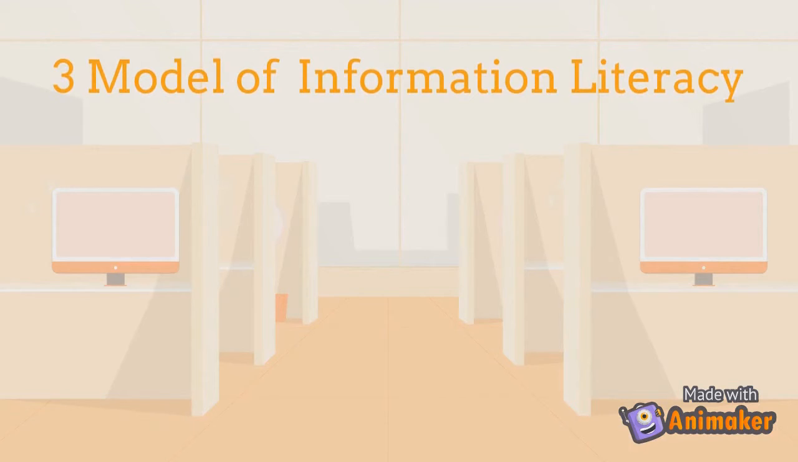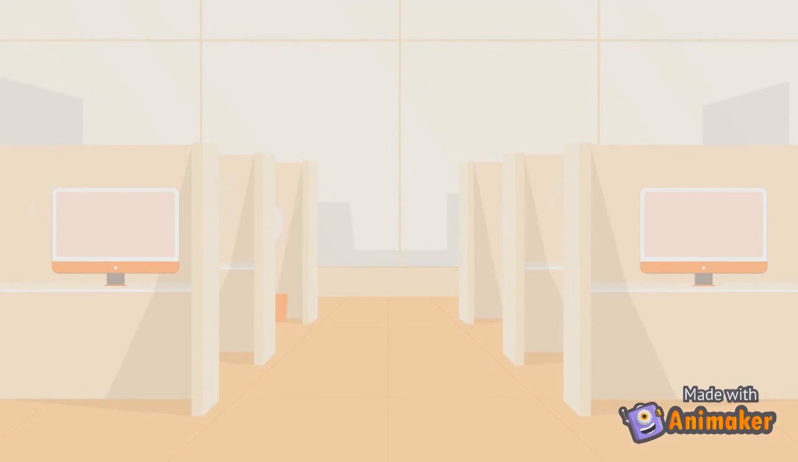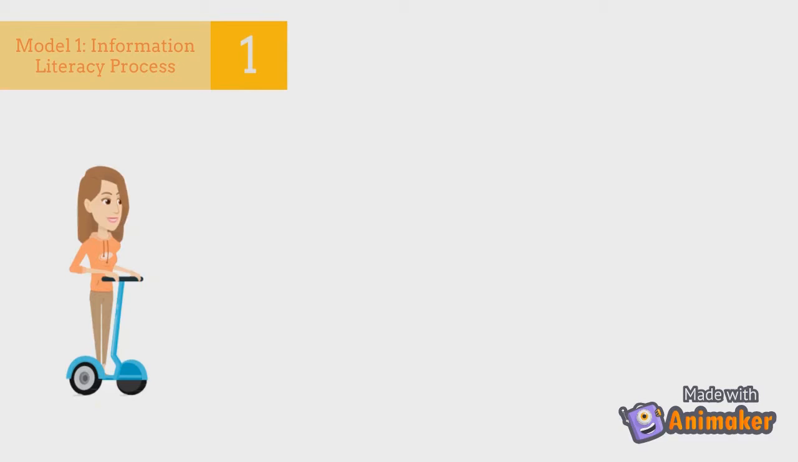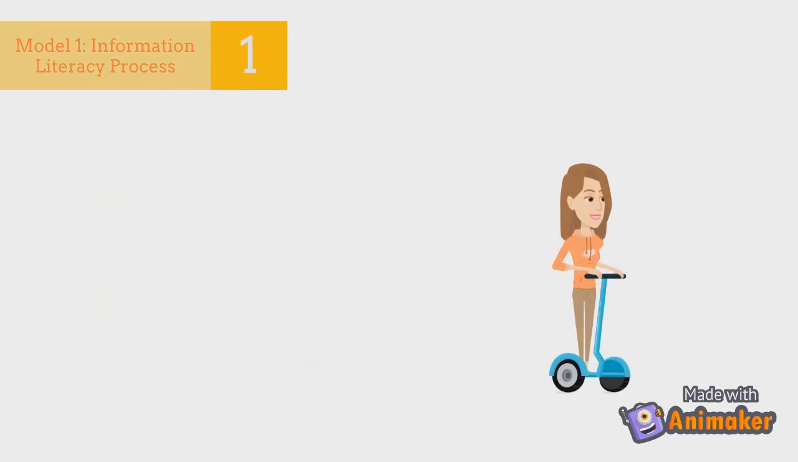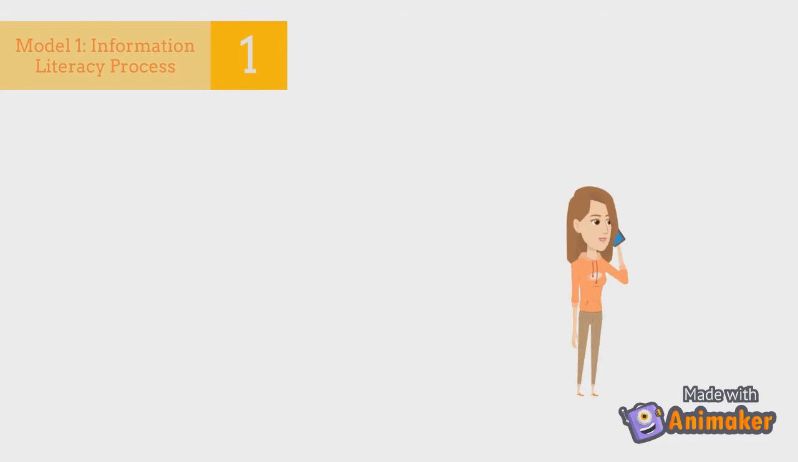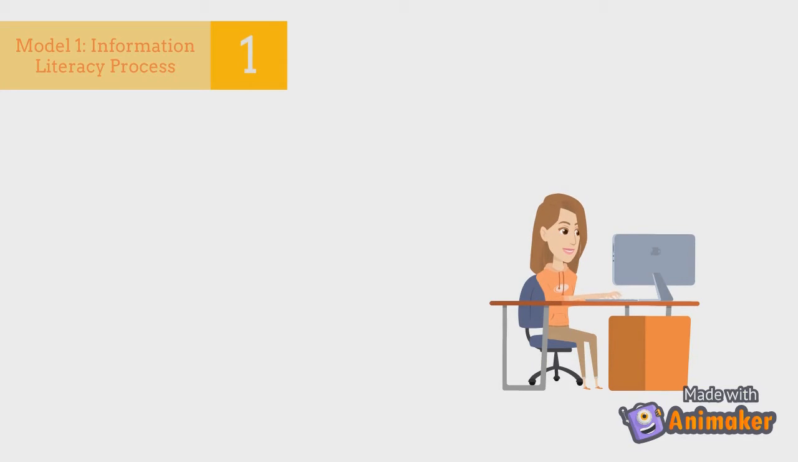There are some models about information literacy that you should know. The first one is the information literacy process. This model refers to the knowledge, ability, and skill in accessing information technology, evaluating the information, and using it smartly. An information literate person needs to have various skills, such as critical thinking skills, language skills, computer skills, and so on.